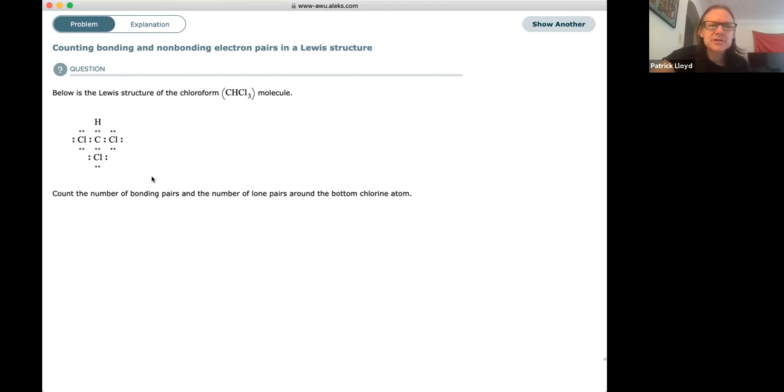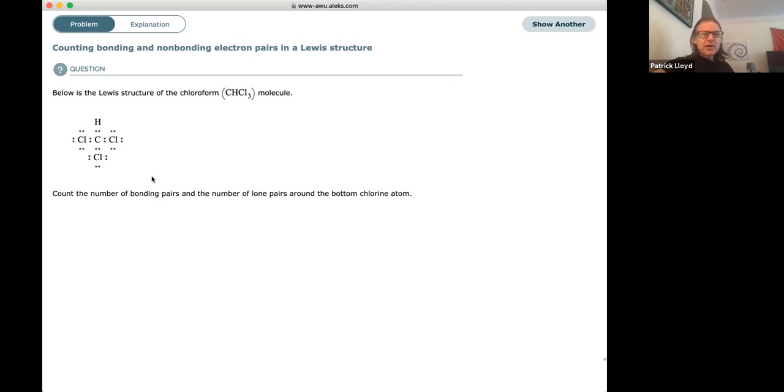Okay, counting bonds and non-bonding electron pairs in Lewis structures. Below is the Lewis structure for the chloroform CHCl3 molecule. So this is a Lewis structure. Notice they're using the dot notation. Again, most chemists will not use this notation. They will use the line notation. So anywhere that you see a pair of dots in between 2 atoms, 2 symbols, that we would represent with a straight line. If there's 2 pairs, we'd have 2 lines. And if there were 3 pairs, we'd have 3 lines.